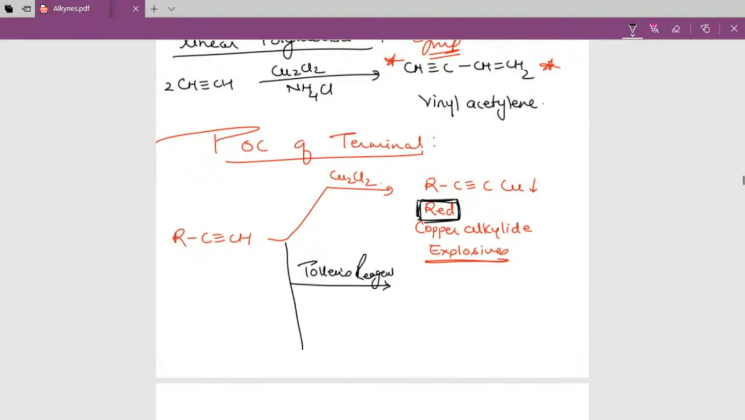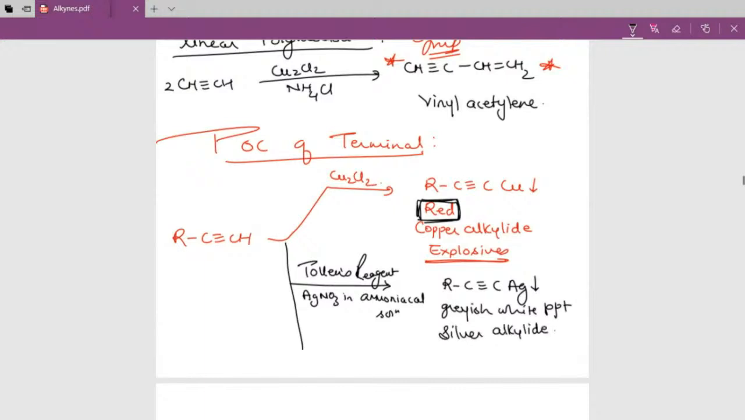The reaction proceeds similarly if you take it to Tollens reagent. Now see, Tollens reagent, you all remember, is ultimately AgNO3 in ammoniacal solution. It will certainly not give the usual Tollens test, that is the appearance of a silver mirror, but it will surely give again a grayish white precipitate of silver alkylide. So these two are tests.